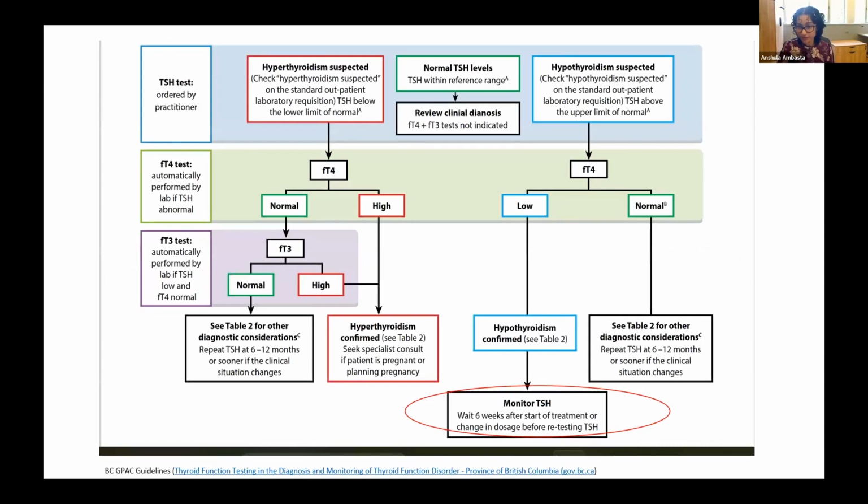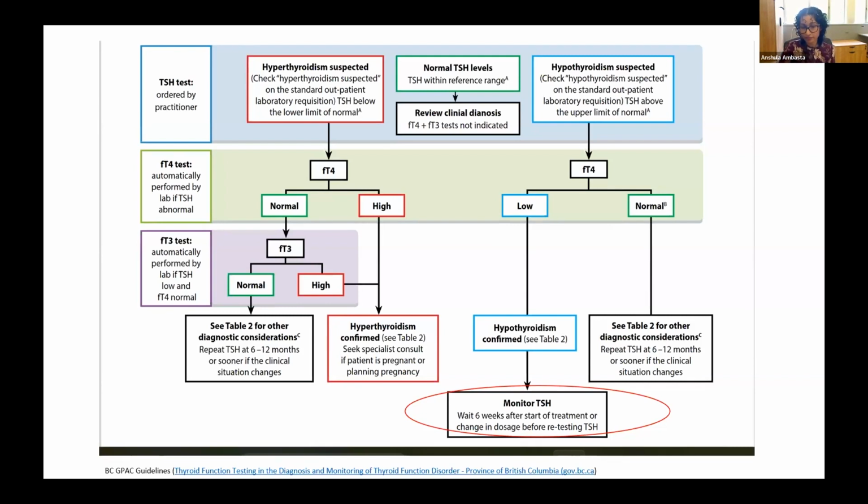So if we go back into the nice algorithm that's there, you see over here, once hypothyroidism is confirmed and if you've initiated treatment, you monitor a TSH and you wait 6 weeks after start of treatment or change in dosage before retesting TSH. I think this is really important to know because I've seen, particularly in my practice, so many times the TSH is ordered in a much shorter amount of time, which then leads to increases in dose because you thought that the dose was not appropriate.